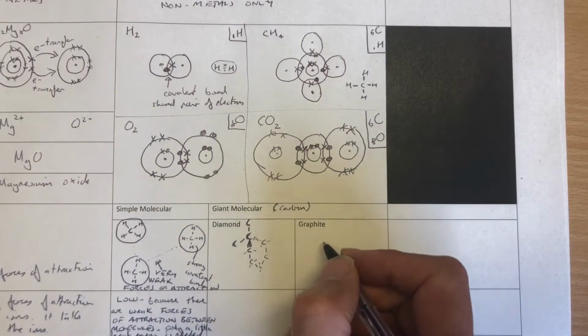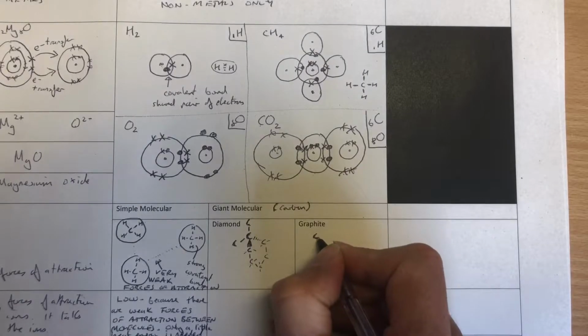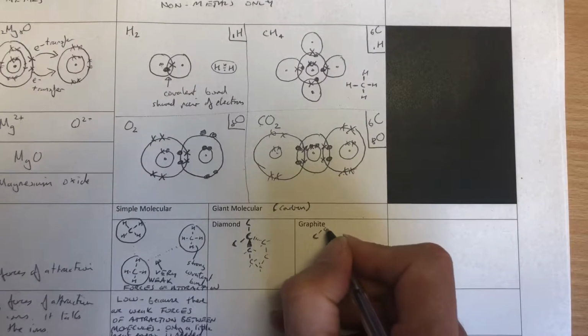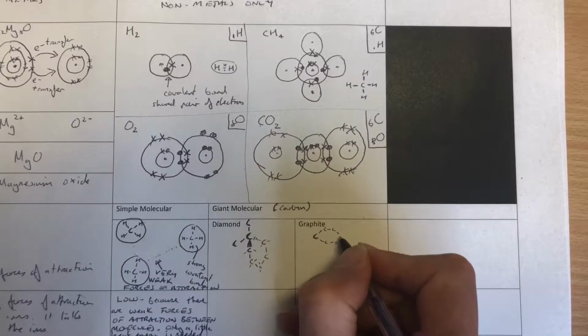In carbon graphite, carbon doesn't form 4 bonds, it forms 3 bonds. And this actually is a 2-dimensional structure, so it's actually a lot easier to draw.